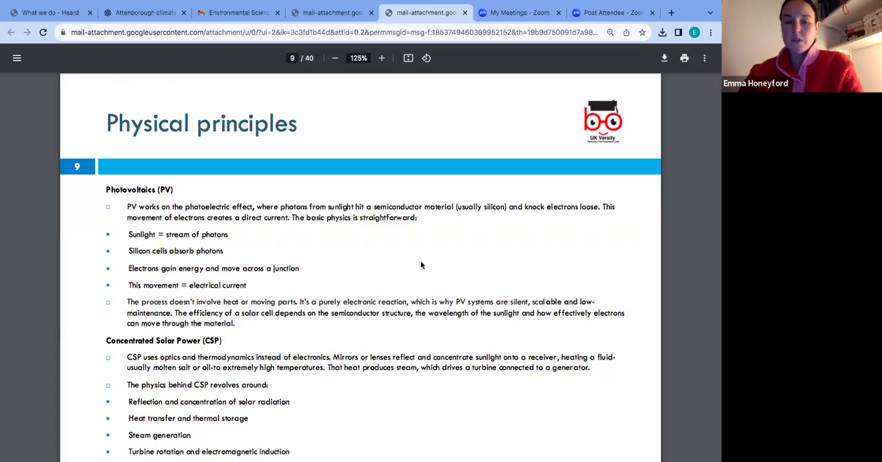This process doesn't involve heat or moving parts. It's a purely electronic reaction, which is why PV systems are silent, scalable, and low maintenance. So the impacts in terms of noise and the environmental impact are quite low. The efficiency of a solar cell depends on the semiconductor structure, the wavelength of the sunlight, and how effectively electrons can move through the material.